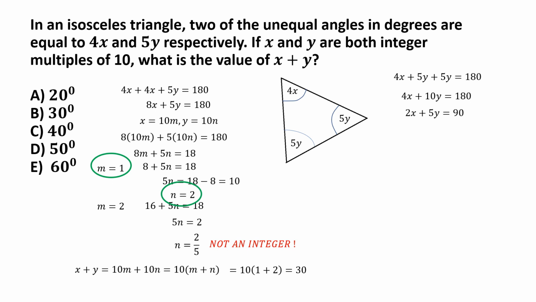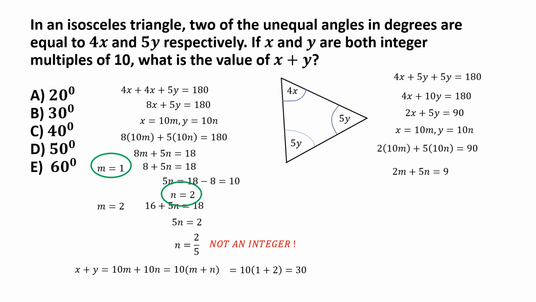If we divide both sides of the equation by 2, we get 2x plus 5y is equal to 90. And now we can substitute x equal to 10m and y equal to 10n, because remember, x and y still got to be integer multiples of 10. So we substitute this and we get 2 multiplied by 10m plus 5 multiplied by 10n is equal to 90. And if we divide both sides of this equation by 10, we get 2m plus 5n is equal to 9. So we know that m and n will have to be positive integer variables.